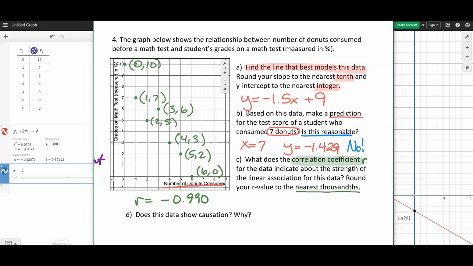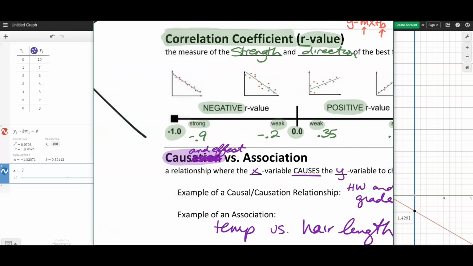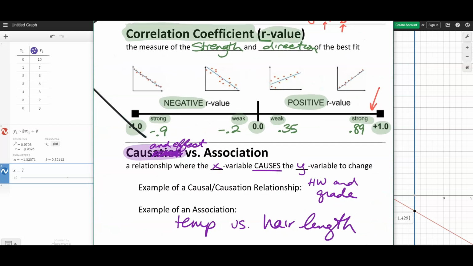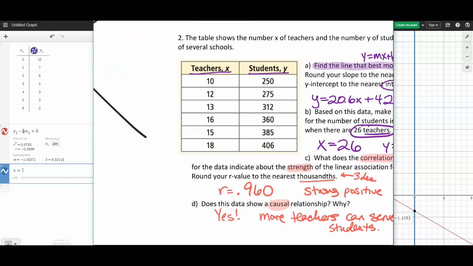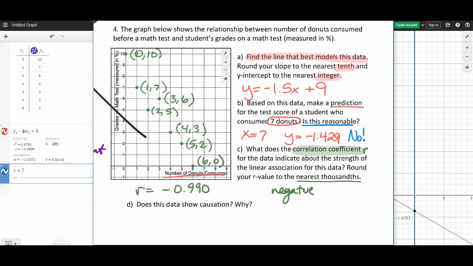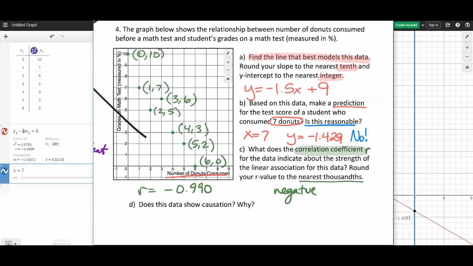This is a number that's negative, so I know for sure one of its adjectives is going to be negative because it's a negative number. But then is this number closer to 0 or closer to -1? Hopefully you said -1. If I found -.99 on this number line, it would be over here in the strong category. So we're going to call this a strong negative correlation.